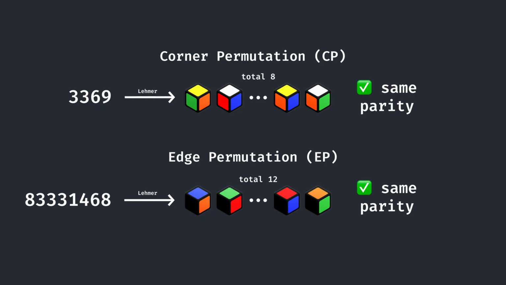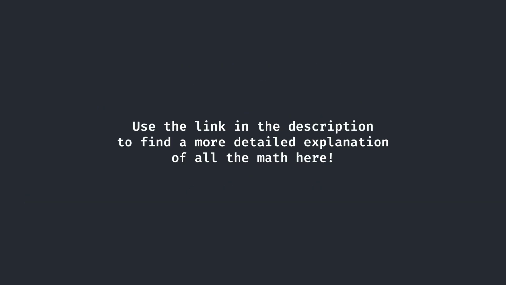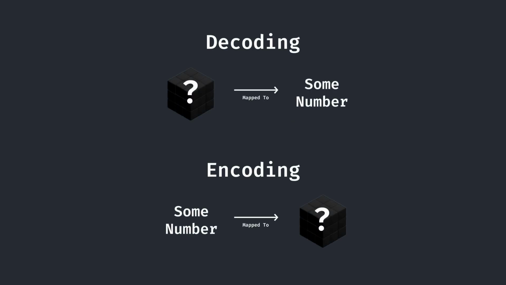If you're interested in the detailed math, there is a link in the description of a document describing the entire process. But now that we can go between our cube state and a number, it's time to do some cool stuff with it. First, let's get back to encoding a message.